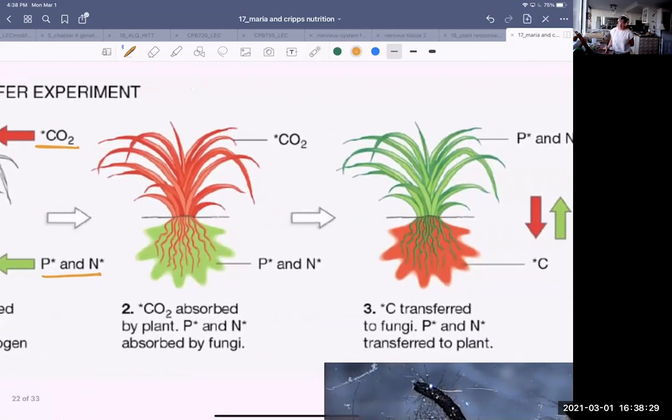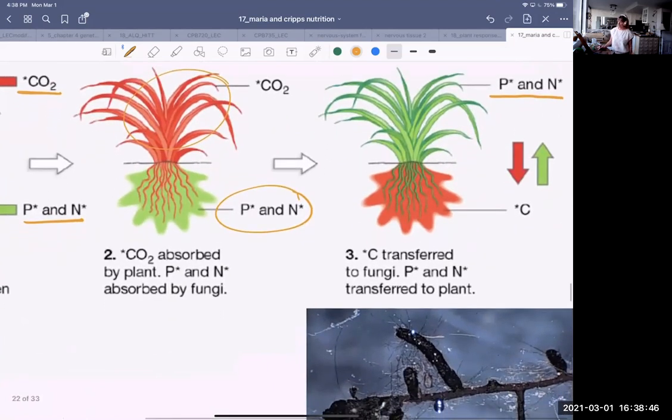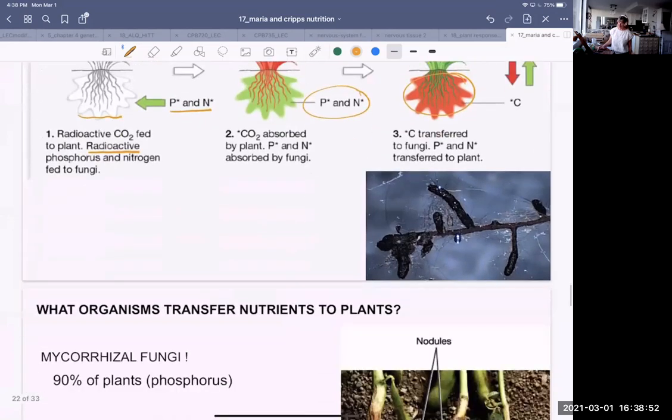So the carbon dioxide is absorbed by the plant, it's indicated by red. Phosphorus and nitrogen absorbed by fungi. We're just hypothesizing, where does it end up? Well, we can trace the phosphorus and nitrogen that the roots took up that end up in the leaves and the body of the plant. And of course, we can find the carbon down in the roots. Symbiotic relationship.